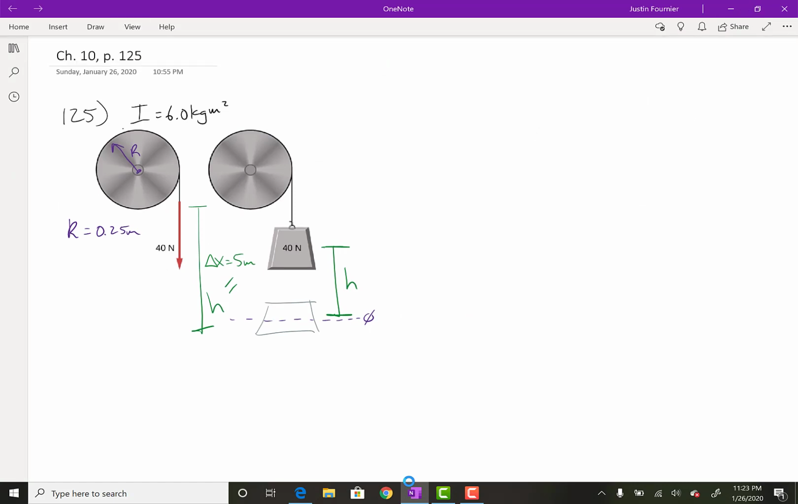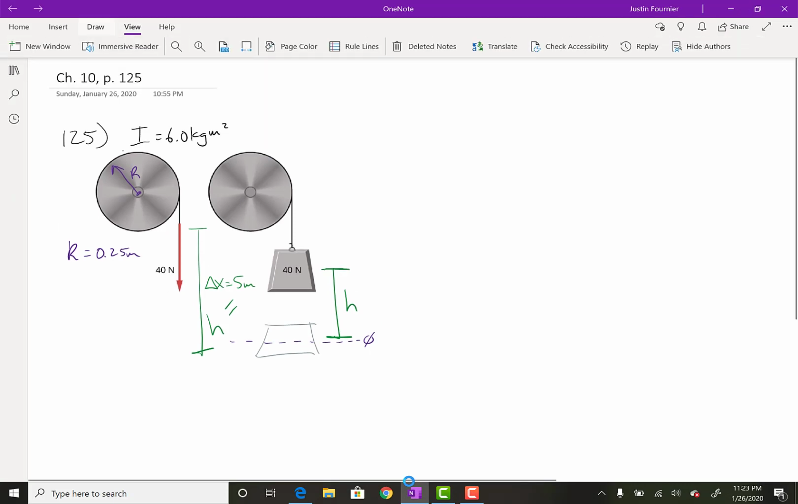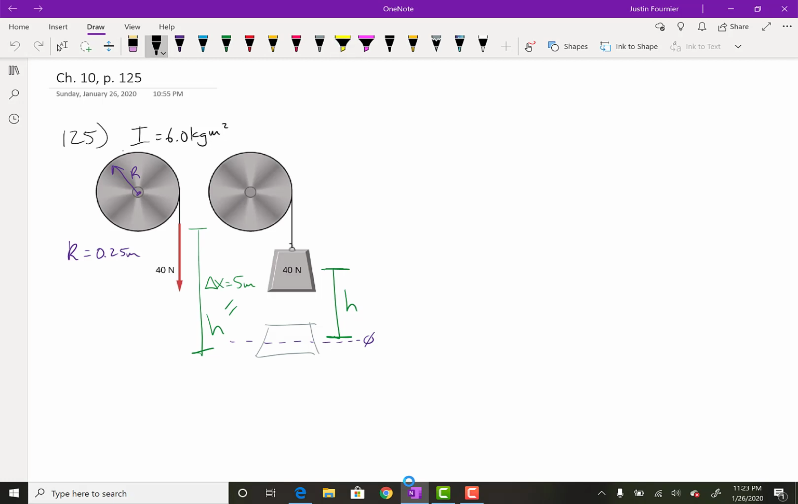So here is my drawing here. Again, 6 kilograms meters squared is my moment of inertia of this disk. The radius of the disk is 0.25 meters. The force that's being exerted is 40 newtons. So again, the work done by this force is going to be converted into rotational kinetic energy of that disk. So that's me using the work energy theorem. So I'm going to start right there.